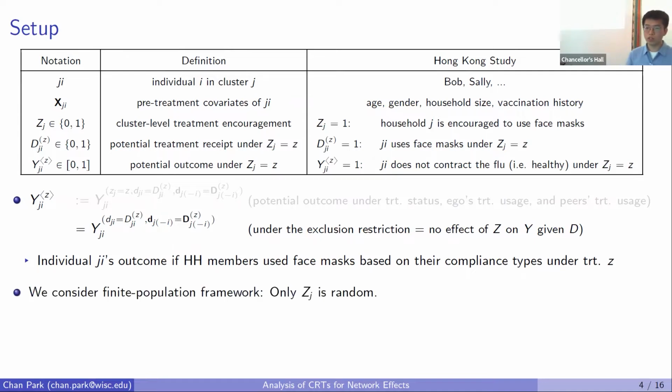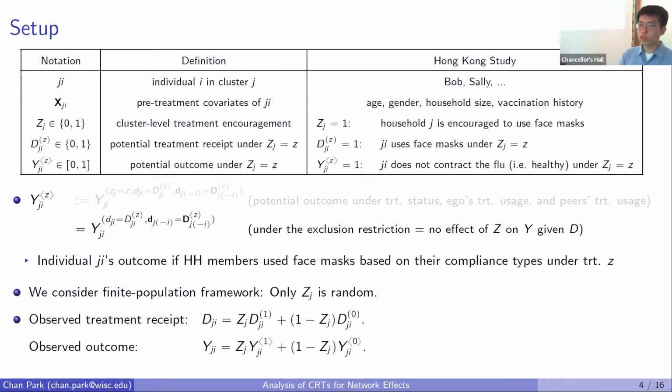And in this setting, we consider a finite population framework where the encouragement is the only random variable. That is, the pre-treatment covariates, the potential treatment receipts, and the potential outcomes are all considered to be fixed numbers. As a result, the observed treatment receipt, D_JI, is random only in the sense that it is a realization of either D1 or D0 based on the random assignment. And the same story carries over to the observed outcome.